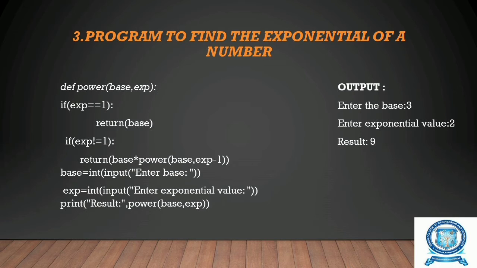Next we are going to write the program to find the exponential of a number. Here we define a function named power, in which the parameters base and exponential are passed. If the exponent is equal to 1, then we return the base. We know that any number to the power 1 gives the base value, so it returns the base value. That is given in this first if statement. If the exponent is not equal to 1, then we know that base asterisk power of base with exponent minus 1 gives the same value. So it is given as the expression here.